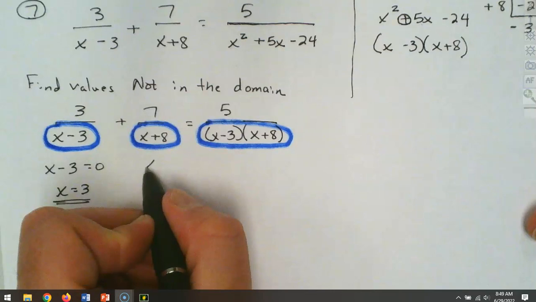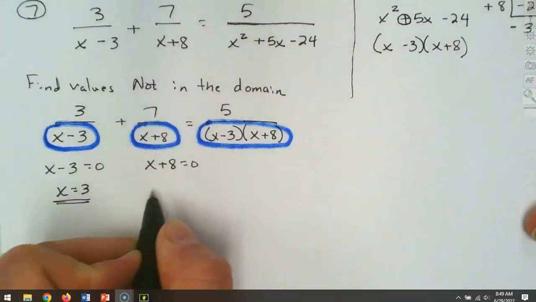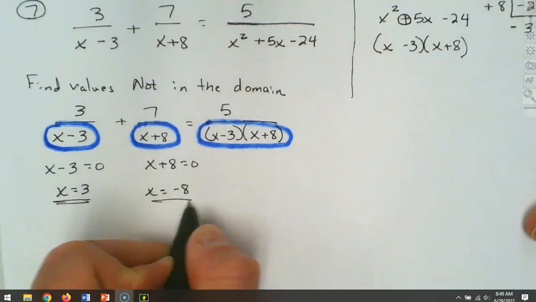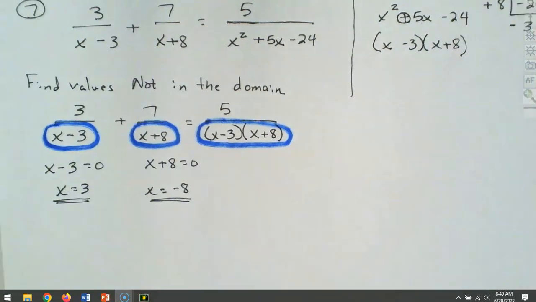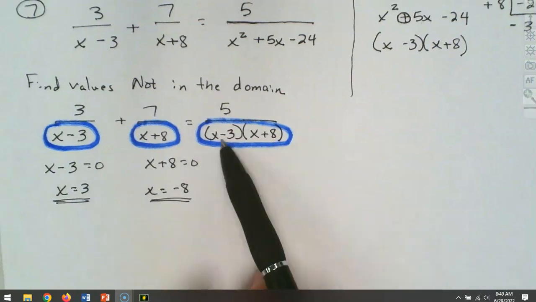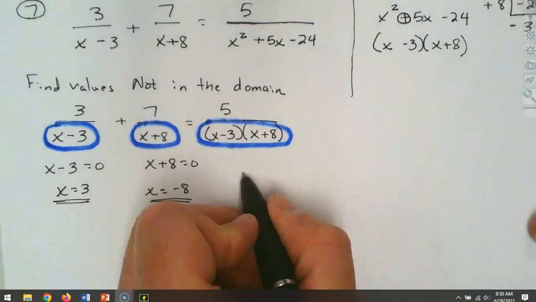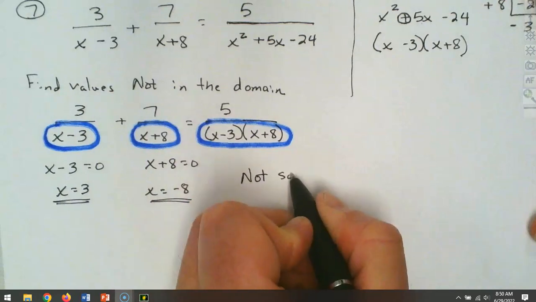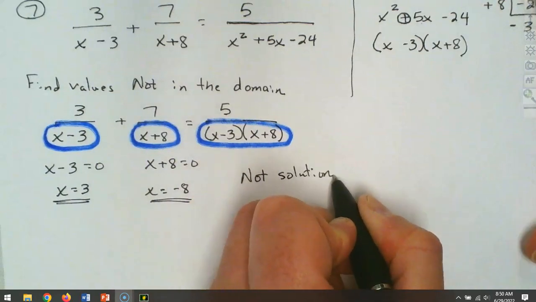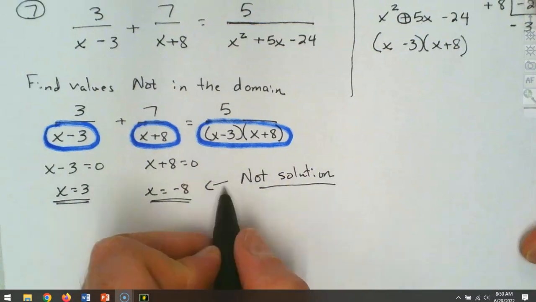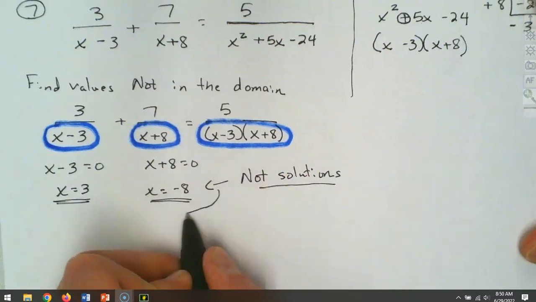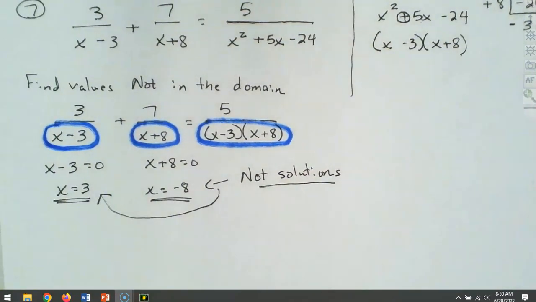Same thing with the next one. X plus 8 equals 0. So negative 8 is also not a solution. And then they're already up in here, so they're gone as well. So these are not solutions. And if our answer comes out to either one of these, then we have no solution. Okay, so we see what numbers can't work, we take them out first.